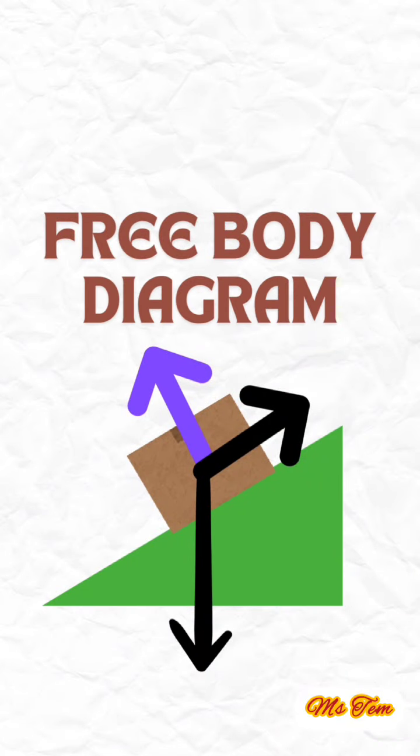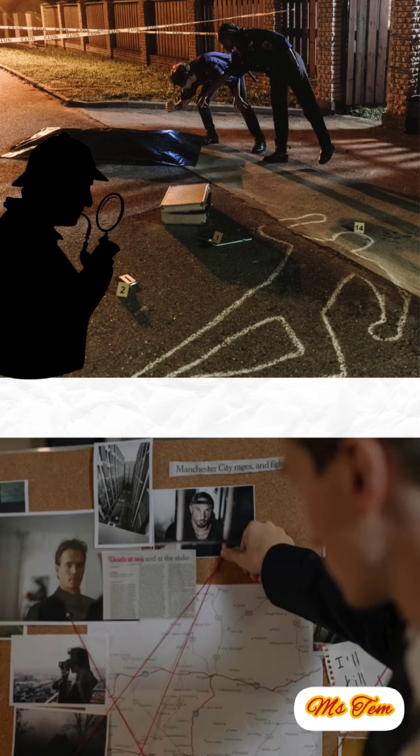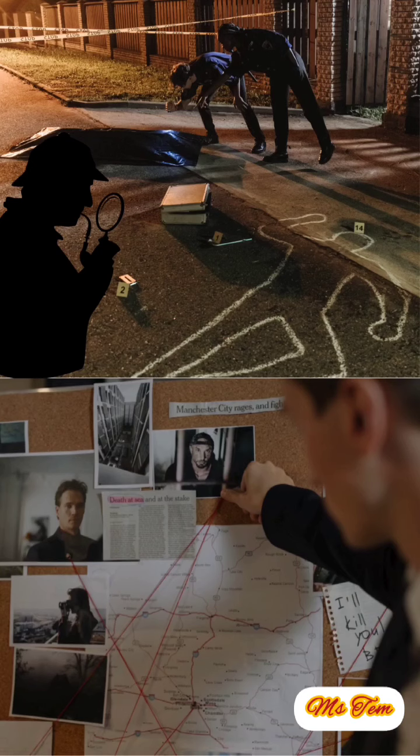Free body diagram. Imagine you're a detective investigating a crime scene and you need to figure out what happened. But how do you do that? You start by looking at the clues, the evidence, and the forces at play. That's exactly what a free body diagram does for physics problems.